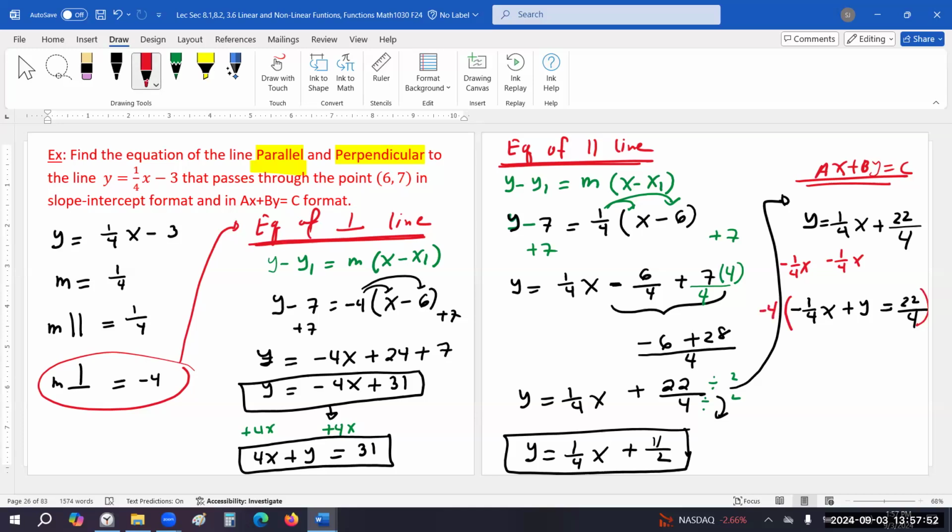And let me do it individually for your convenience. Negative 4 times negative 1/4 of x. Negative 4 times the y. Negative 4 times the 22/4. So negative, negative cancel out. 4, 4 cancel out. 4, 4 cancel out.